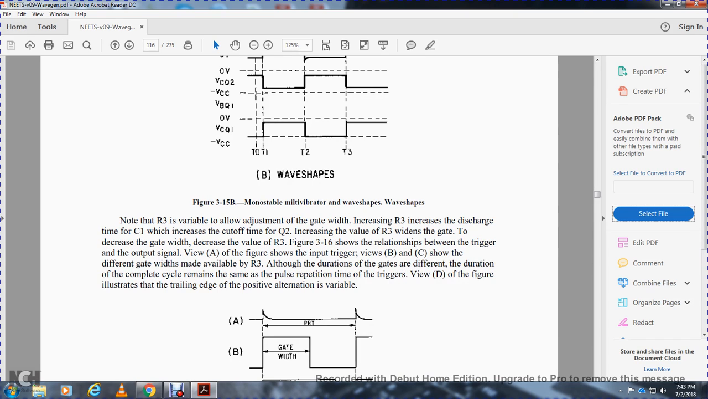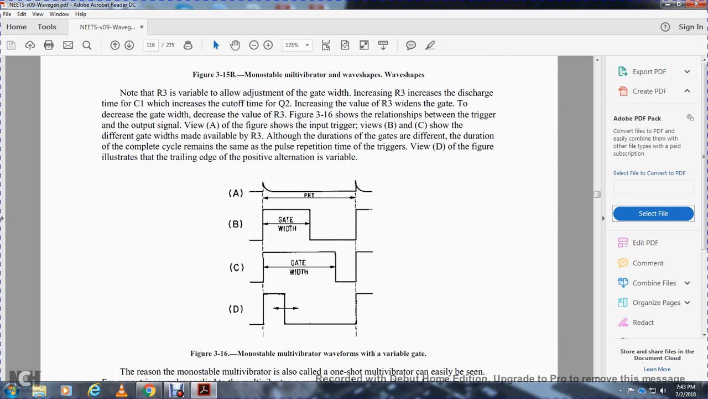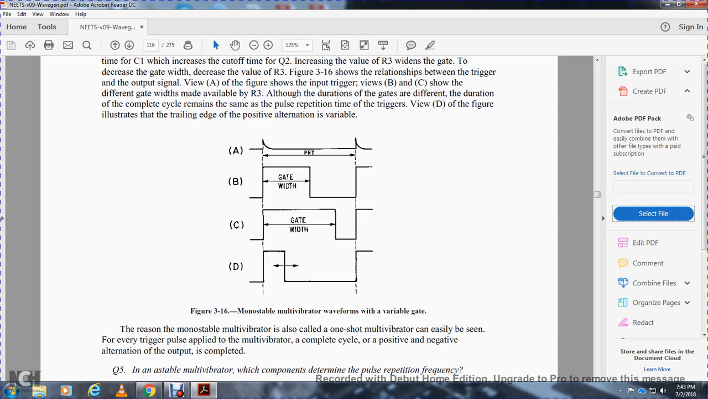Figure 316 shows the relations between the trigger and the output circuit. View A of the figure shows the input trigger. Views B and C show different gate widths available with resistor 3, where the gate durations are different but the duration of the complete cycle remains the same, set by the pulse repetition of the triggers. View D illustrates the trailing edge variations. Figure 316 shows the monostable multivibrator gate waveforms.